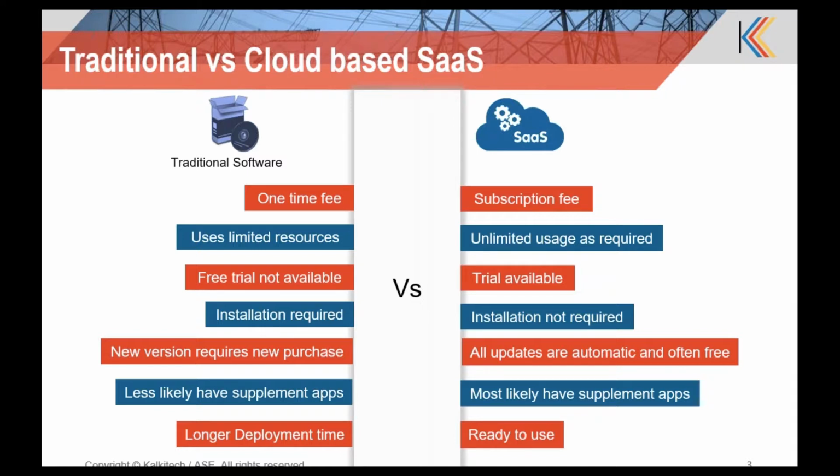And all updates are automatic and often free in case of SaaS, mainly to comply with the regulatory and security compliances. While in case of traditional software, updates will be available only in the warranty timeline. After that, updates may not be available, or they will be charged heavily.